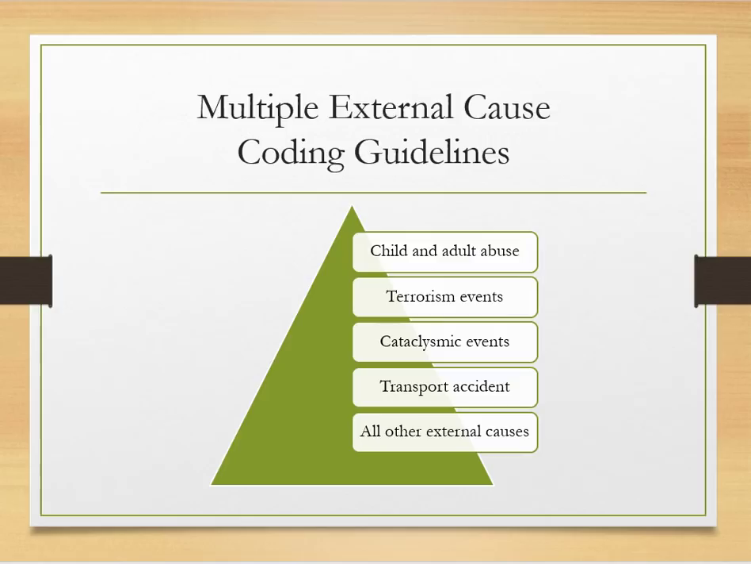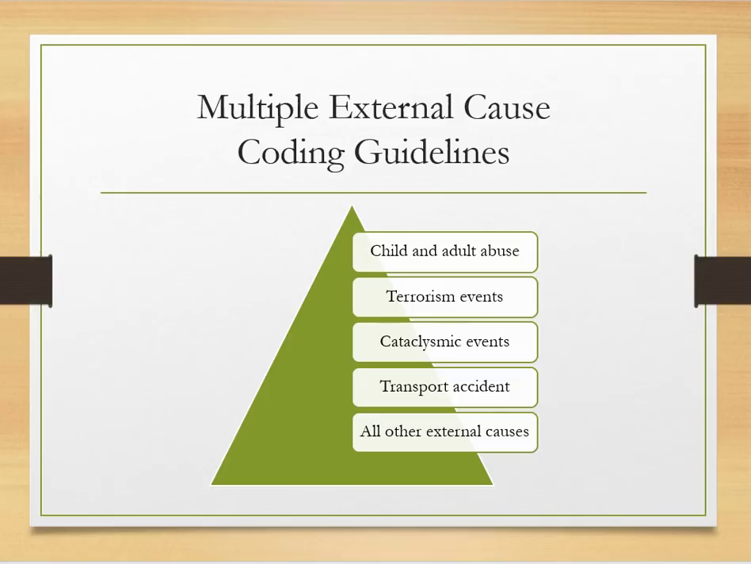So child and adult abuse codes take priority over all other external cause codes. Terrorism events take priority over external cause codes except child and adult abuse. Look at our hierarchy triangle here. Cataclysmic events take priority over all external cause codes except child abuse and, of course, terrorism. Codes for transport accidents take priority over all other external cause codes except everything that is above transport accidents. And activity and external cause status are assigned following all intent external cause codes.